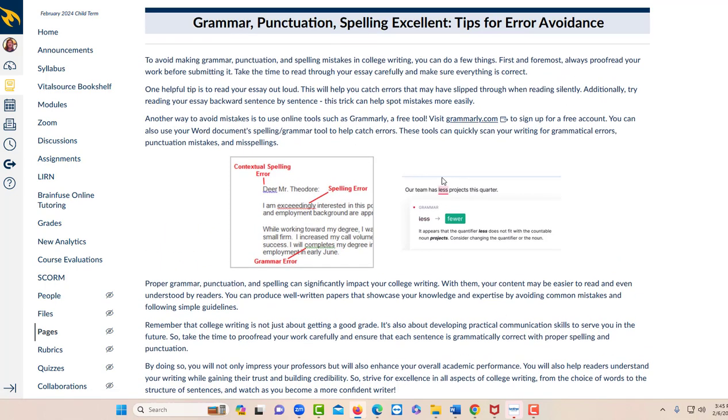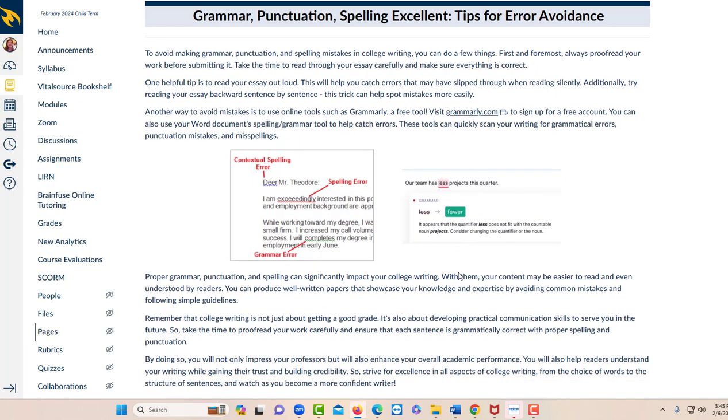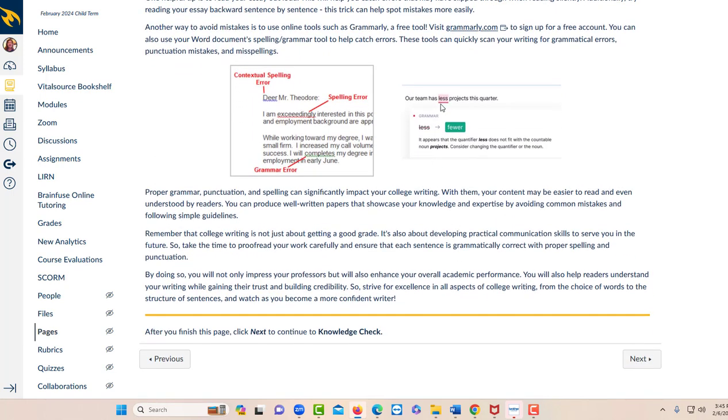And I love using Grammarly. Grammarly is free to use. And as you write, you will get a red line, and that means that something's wrong with that word. And then Grammarly will fix it.